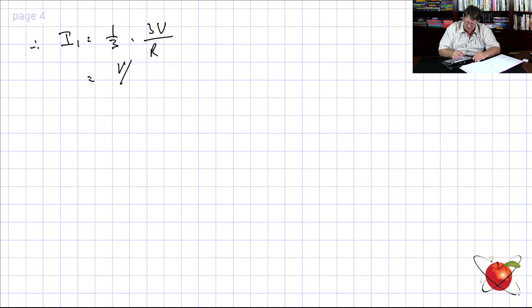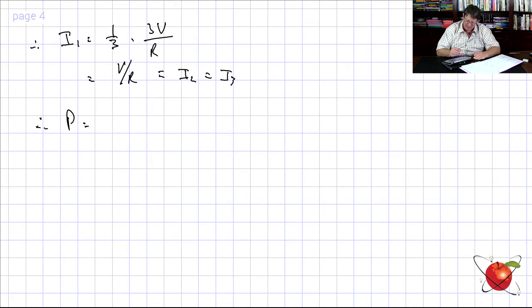Therefore, I can say that I1 is going to be 1/3 times 3V over R, which is going to be equal to V over R. All right? And in each case, I2 and I3 are the same.